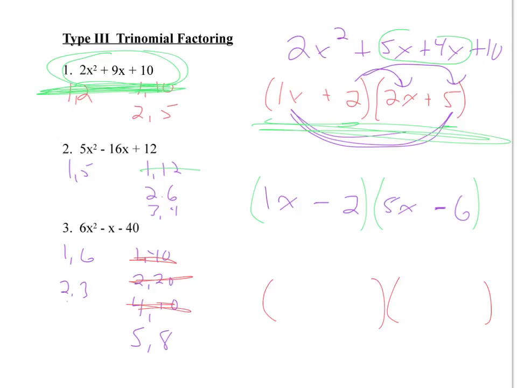4 and 10 did not work. Let's try the 2 and the 5. 2 times 5 is 10. 3 times 8 is 24. 24 and 10 have a difference of 14.